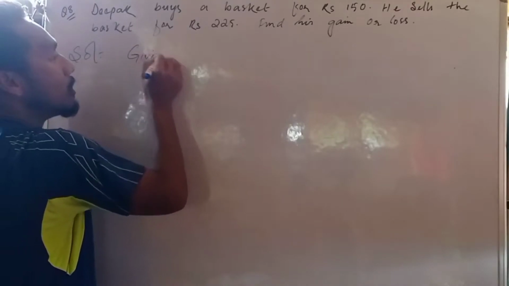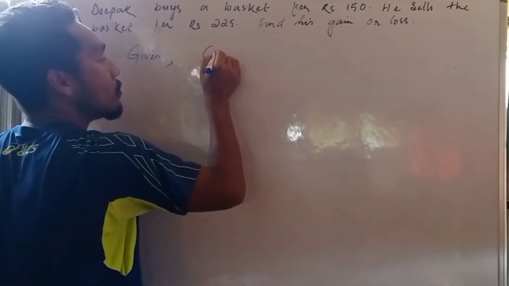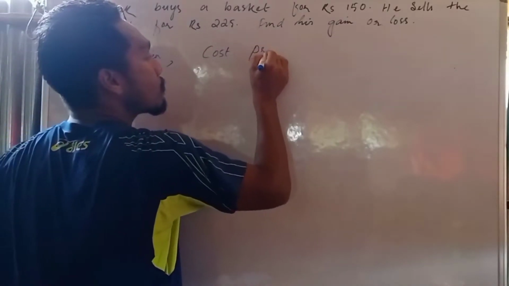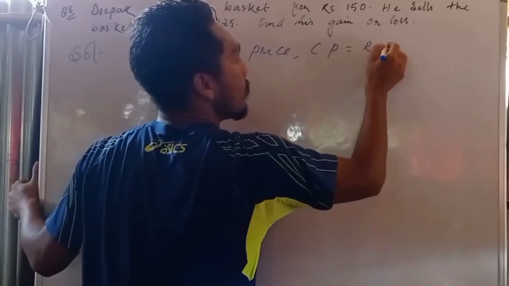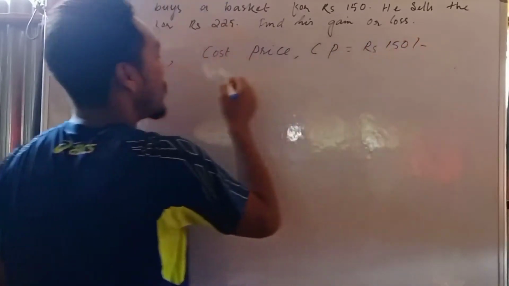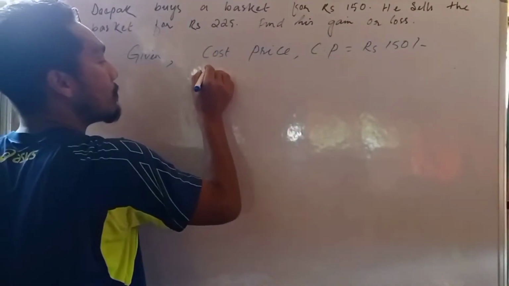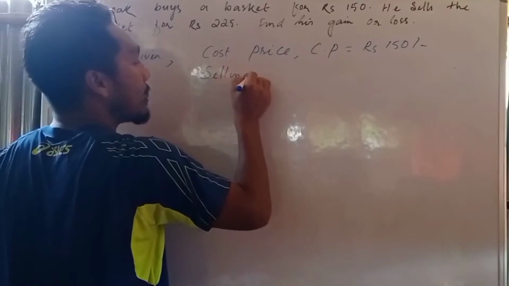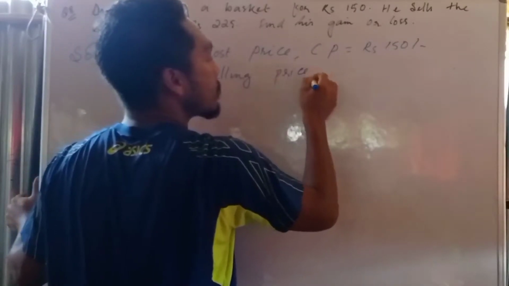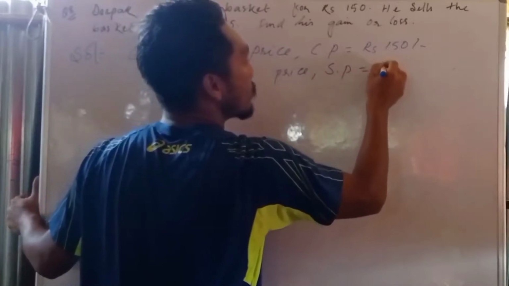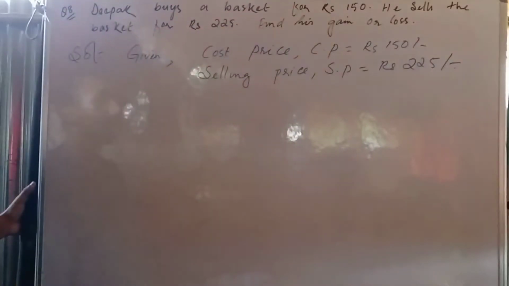Given is this: cost price. He buys a basket, which means cost price is given. CP is given, that is rupees 150. And selling price: he has sold the basket for rupees 225, that means selling price SP is given, that is rupees 225. Okay, so this is what is being given.